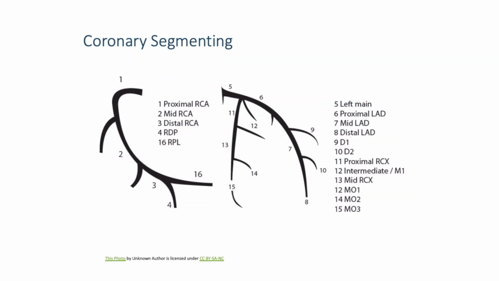So in looking at this overview of coronary segmenting, this is especially important in the cardiac cath lab as we angioplasty and deploy drug-eluting stents. Knowing where the ischemia is coming from can also give us a clue to what to expect during the case.